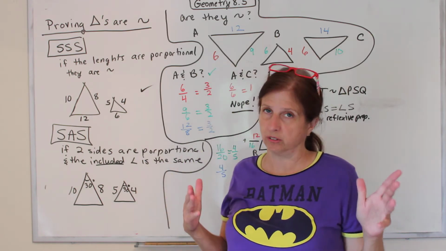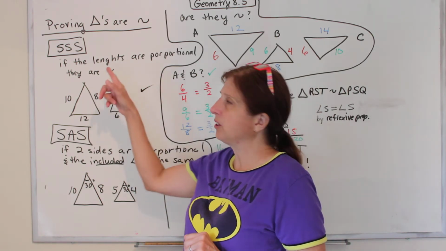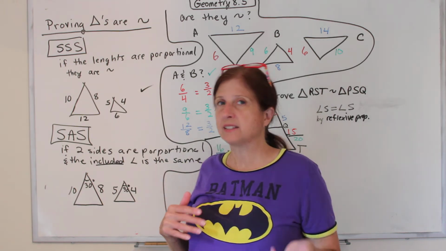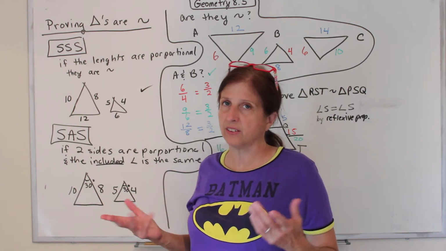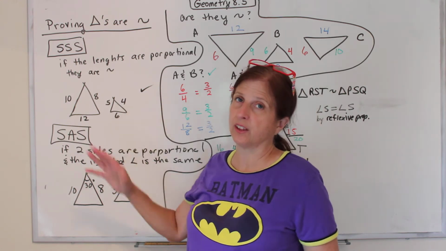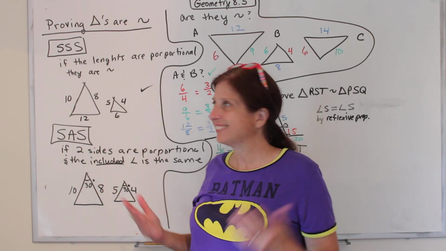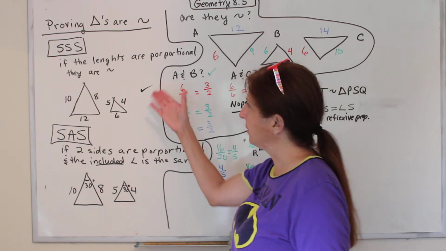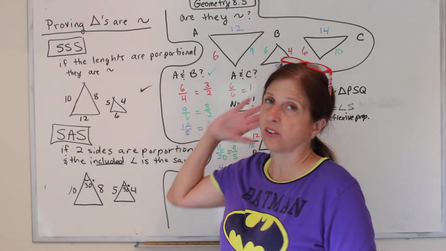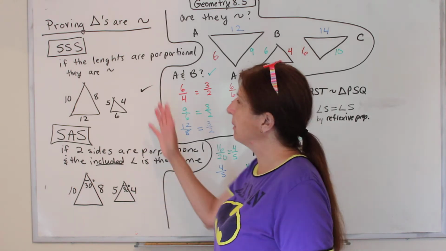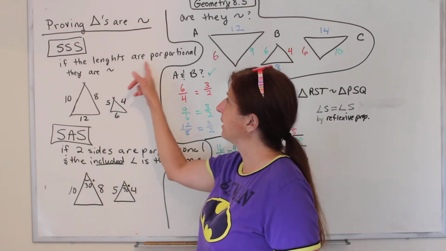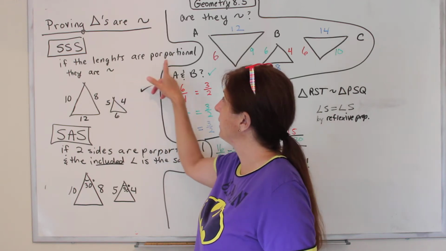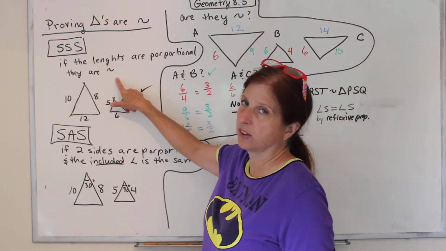Alright? So just like how we proved triangles were congruent, by side-side-side and all of those things, you have similar things to prove they're similar. So this is one of them, and it is also called side-side-side. But it's not the same, because it's not that if the lengths are equal, it's if the lengths are proportional. If all three lengths are proportional, then the triangles are similar.